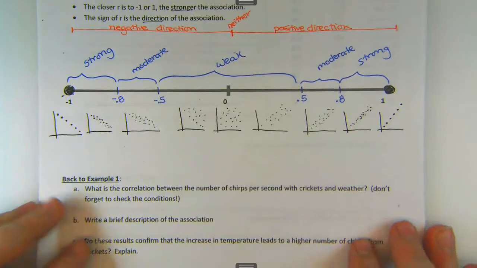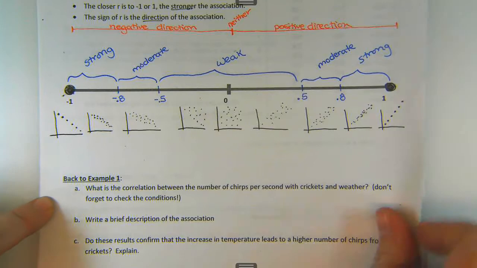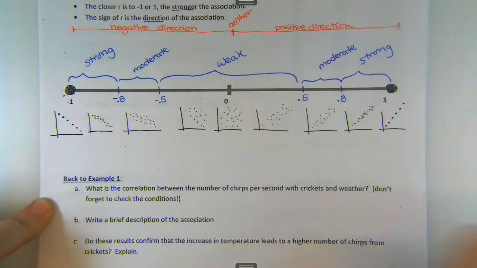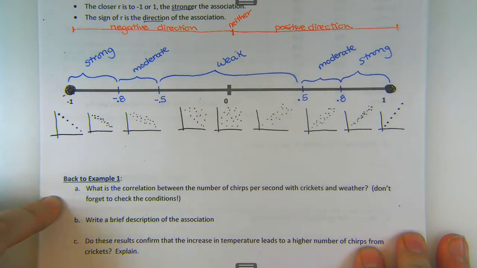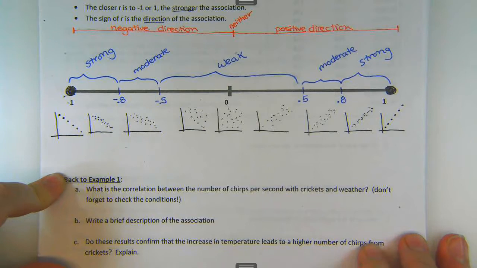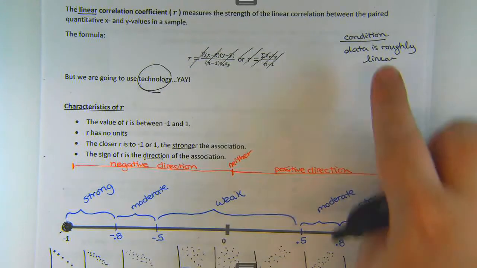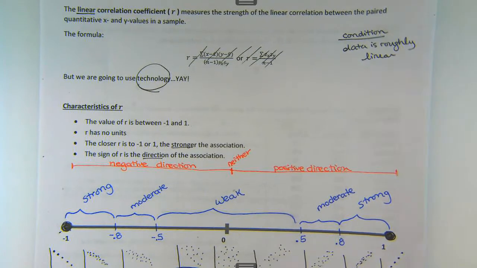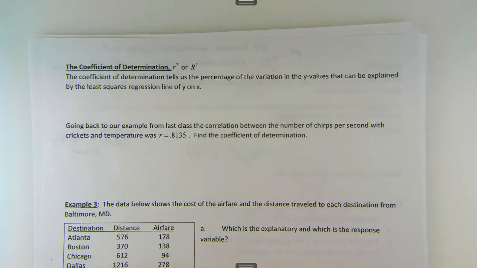So we're going to go through an example, and what I would like to do is talk about the coefficient of determination first, and in the next video I'll go through this example and show how to use technology to get this value for R, and also take a look at that scatter plot so that we can check our conditions without having to graph it by hand. But let's talk about the coefficient of determination, which is R squared.